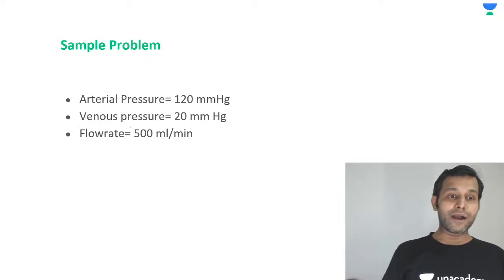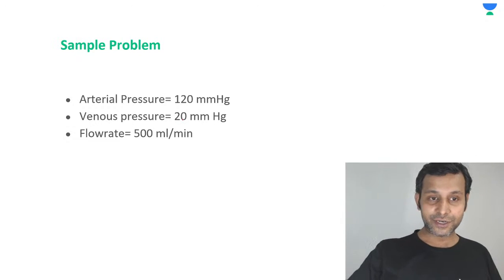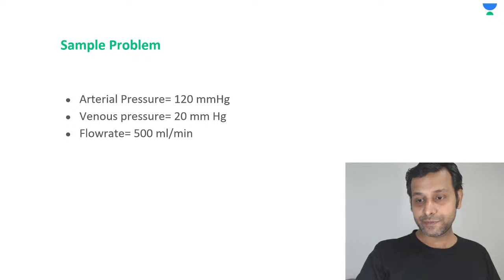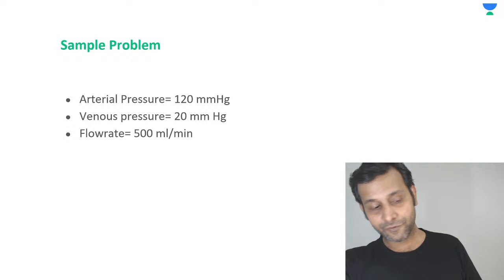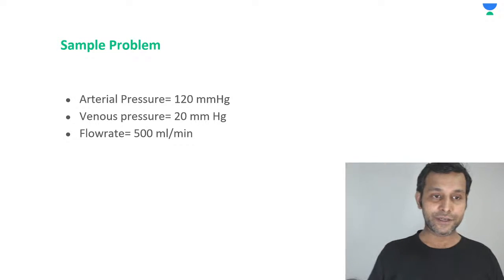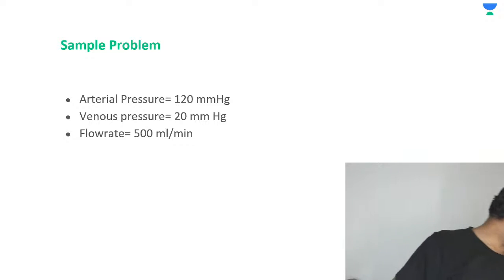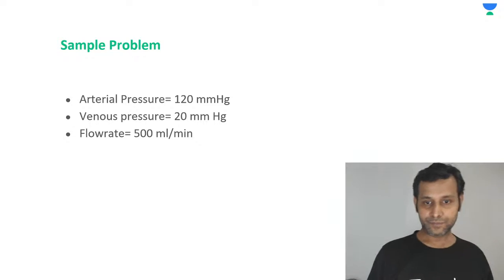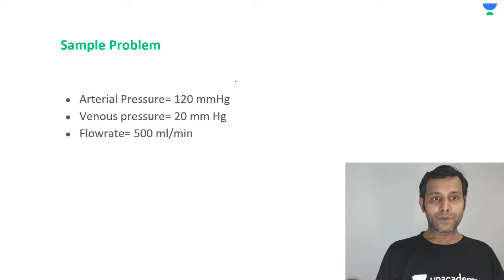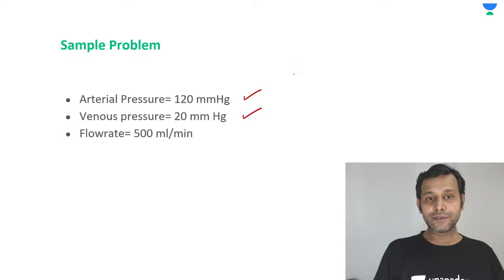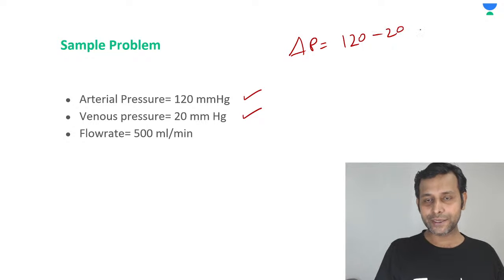See, the arterial pressure is 120 mm of Hg. We are given two pressure values, across an artery and a vein. The arterial pressure is 120 and the venous pressure is 20. So delta P is 120 minus 20, which becomes how much?